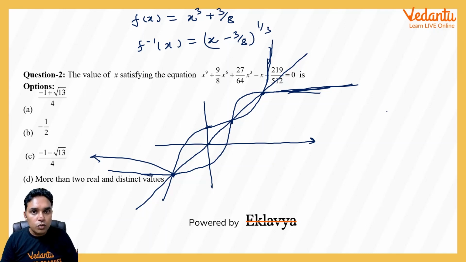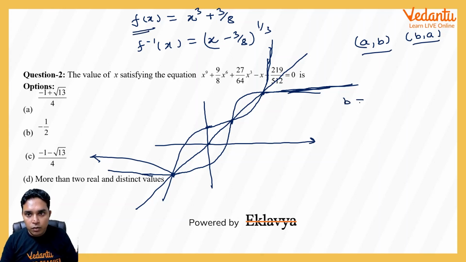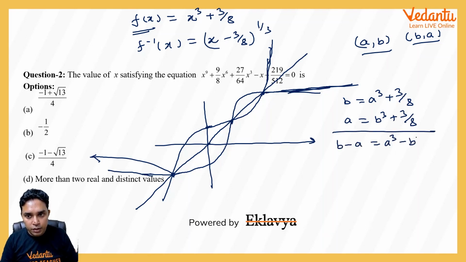But if you want to do it by the algebraic method that I told you, once again you can think of a comma b and b comma a lying on both of them. So this will be lying on f(x), so you can write b equal to a cube plus 3 by 8 and a equal to b cube plus 3 by 8, and if you take the difference, b minus a will be equal to a cube minus b cube. If I divide by a minus b on both sides, it will be minus 1. On the right hand side, it will be a square plus ab plus b square.